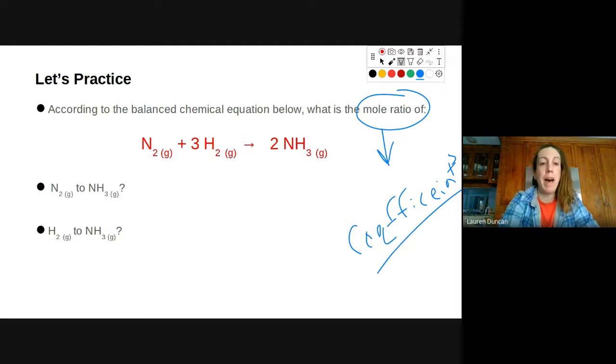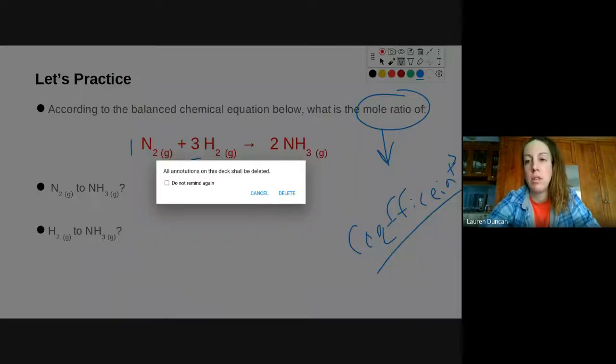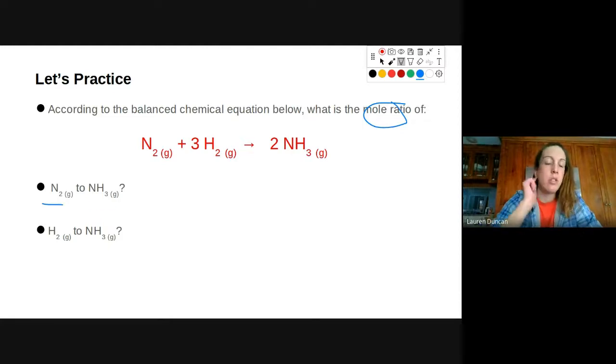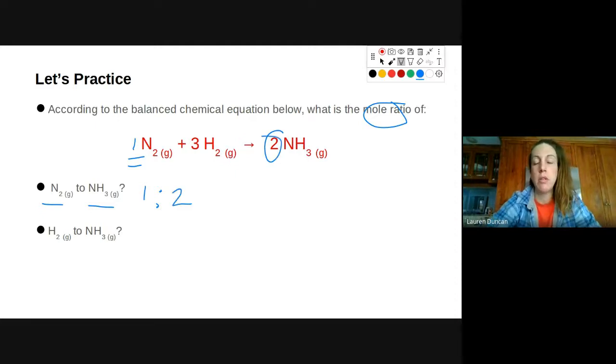So if I look at this balanced chemical equation here, it's 1 mole of N2 to every 3 moles of H2 to produce 2 moles of NH3. This is called the Haber process for making ammonia. So if I want the mole ratio of N2 to NH3, I just focus on the coefficients. For every 1 mole of N2, I produce 2 moles of NH3. So the mole ratio of N2 to NH3, according to this balanced chemical equation, is 1 to 2. I got that ratio just from the coefficients.